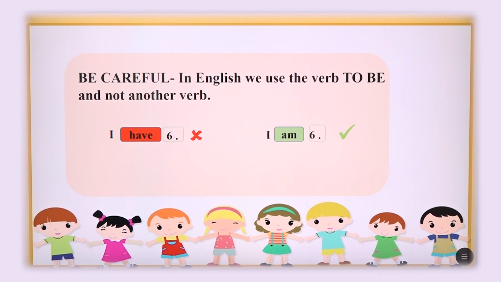A common mistake is when people say, I have 6. This is incorrect, we need to say the verb to be. So the correct way is I am 6.